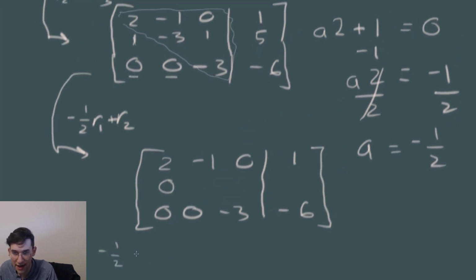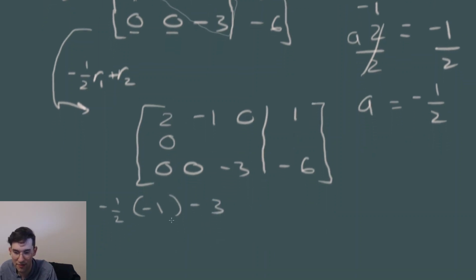Negative 1/2 times negative 1 minus 3, because we're taking the second element of the second row. Negative 1/2 times negative 1 is just 1/2 minus 3. So 3 is the same thing as 6/2. Subtract that through, and that equals negative 5/2. So I'm going to write negative 5/2. I like to write the fractions in a little bit more diagonal way because they fit better into the matrix. So when I put them in the matrix, that's how I put fractions.